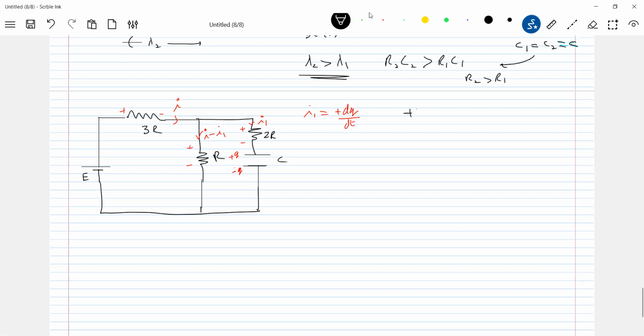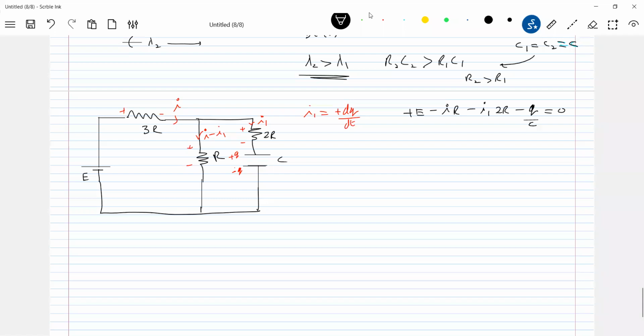Plus E, minus IR, minus I1 times R, minus Q by C equals 0. Look at what we have now. I and I1 both are variable. Don't think that I will be constant; I1 is variable. And Q is also variable. And I1 I can write as dq by dt.